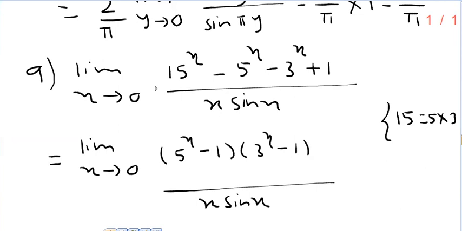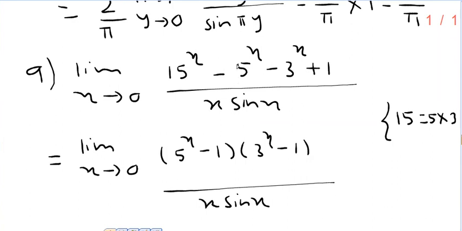Ninth one: limit x tends to 0, (15^x − 5^x − 3^x + 1) upon x sin x. See, standard trigonometric limit is to be used that requires sin x upon x, but the denominator is x sin x. To get sin x upon x, we have to divide the denominator and therefore the numerator by x square.